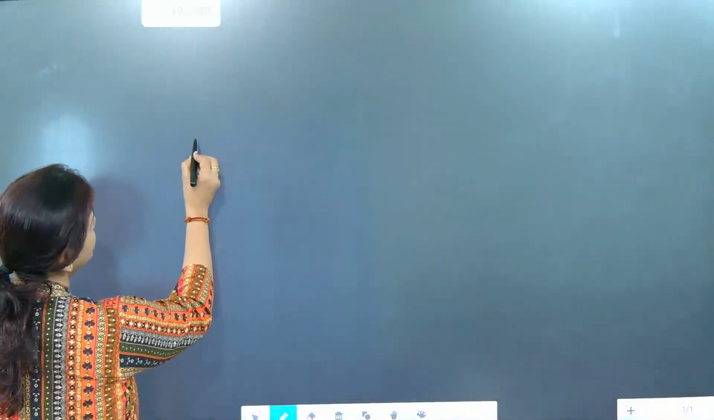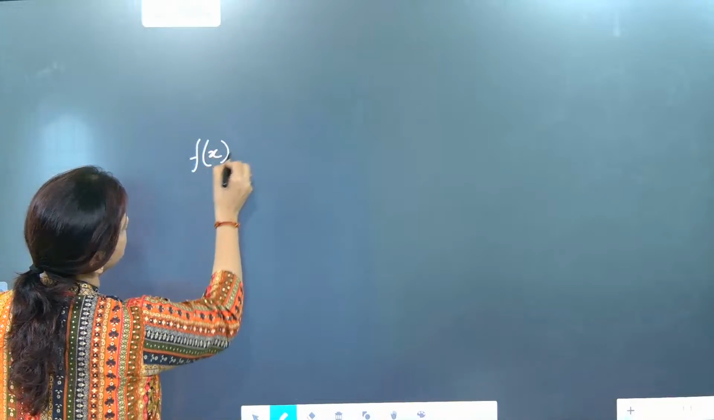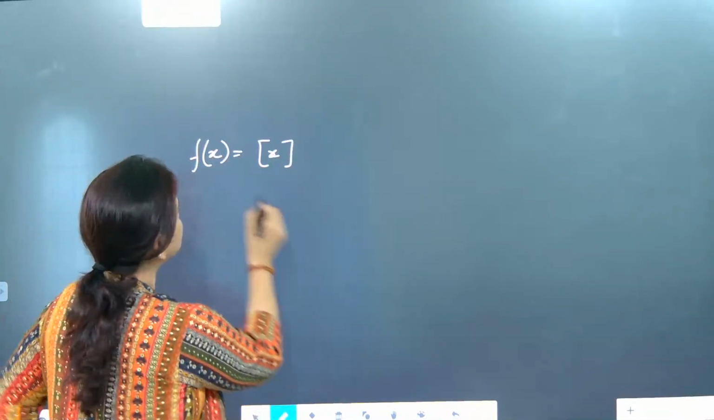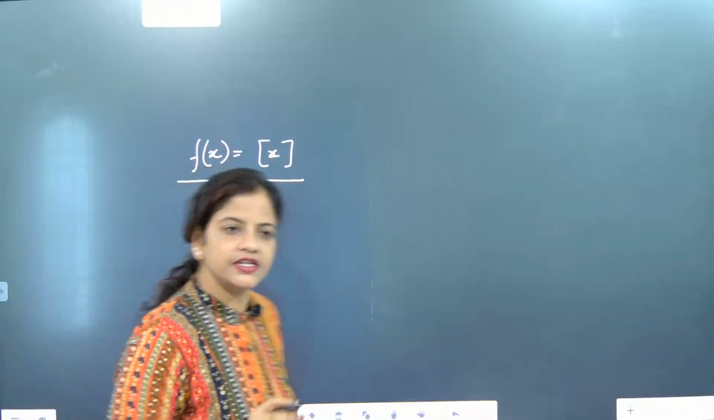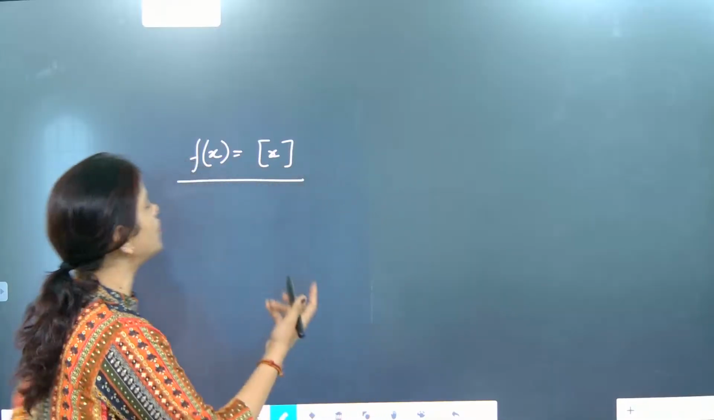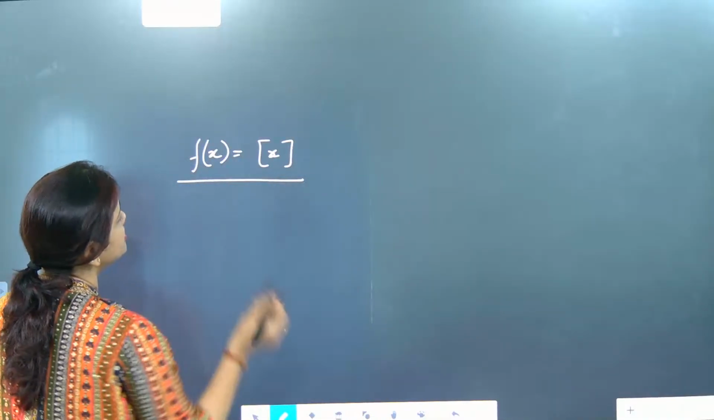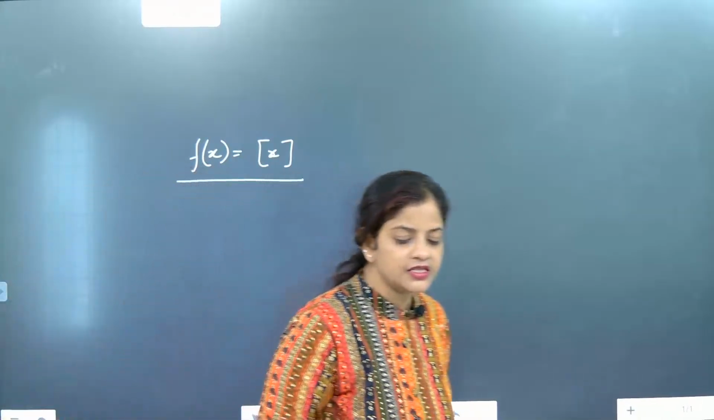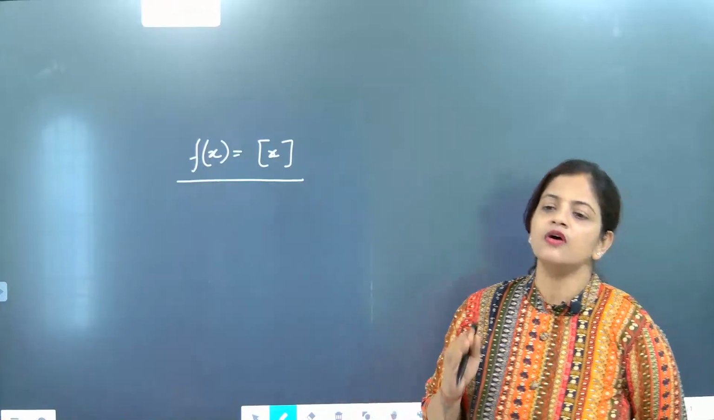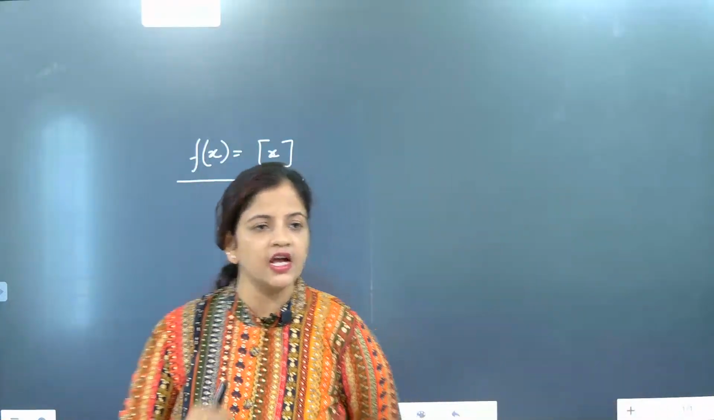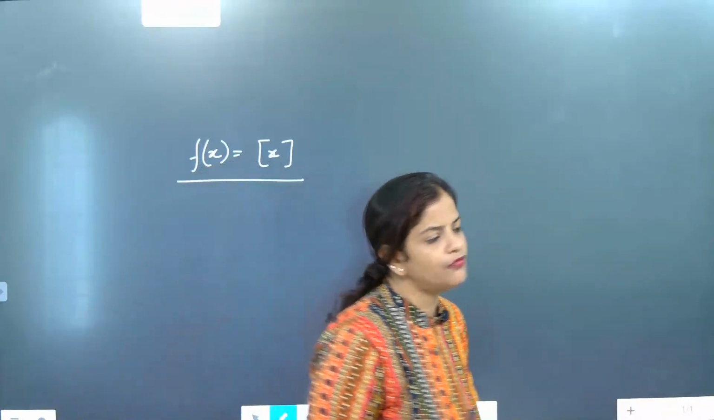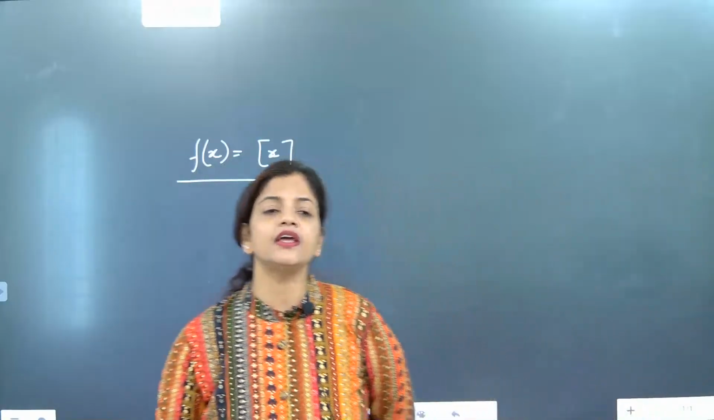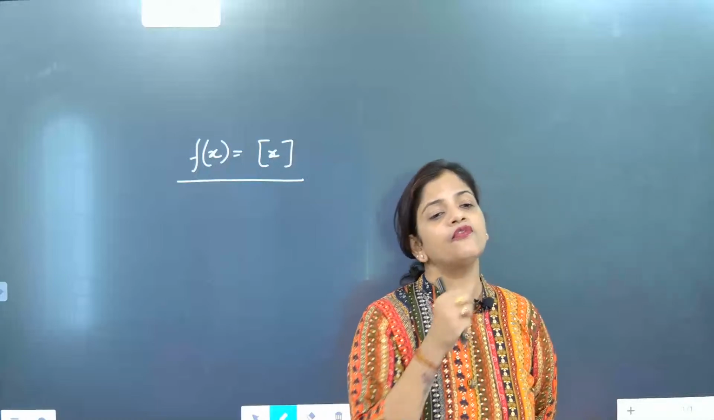First, if somebody gives you f of x is equal to the greatest integer of x, this is exactly called the greatest integer. Understood. So what is the meaning of greatest integer? Greatest integer is also called the floor function. The other name of greatest integer is floor function, meaning it will always take the floor values. What is the meaning of floor values, beta? It means they will get floor integer values.